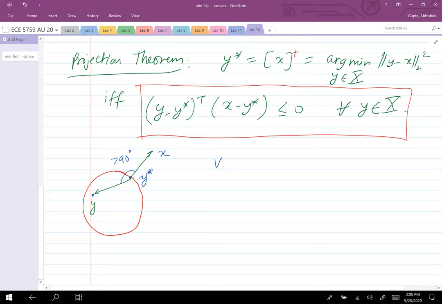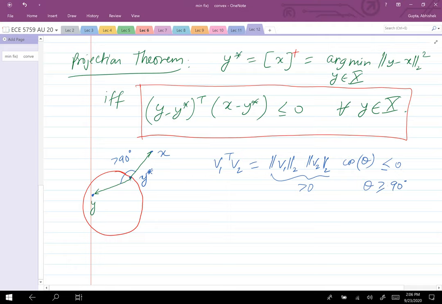So remember, V1 transpose V2 is the 2-norm of V1, times the 2-norm of V2, times cos theta, where theta is the angle between V1 and V2. So in this case, the angle is greater than 90 degrees and therefore cos theta is going to be negative. These two terms are positive. So therefore the inner product is going to be negative when theta is greater than 90 degrees. Well, less than or equal to zero if theta is greater than or equal to 90 degrees.